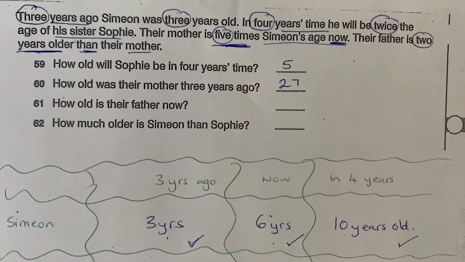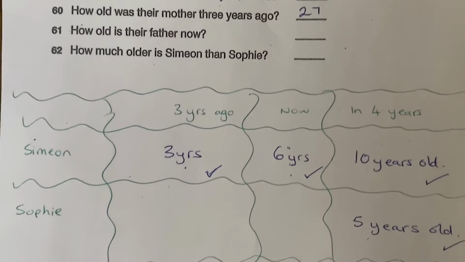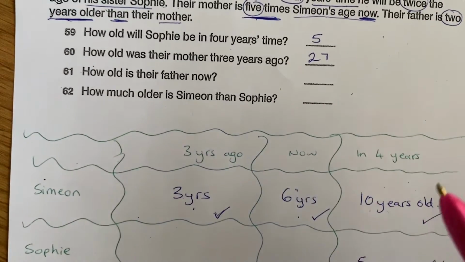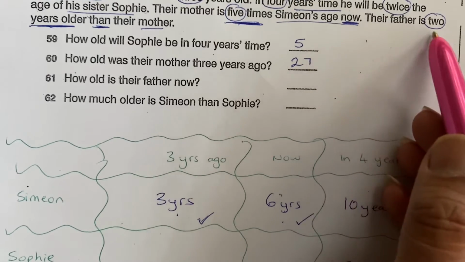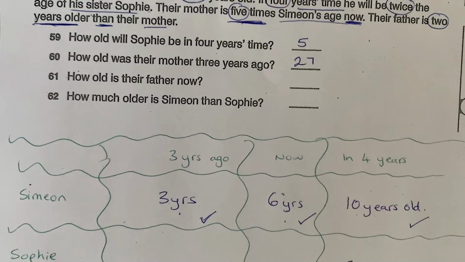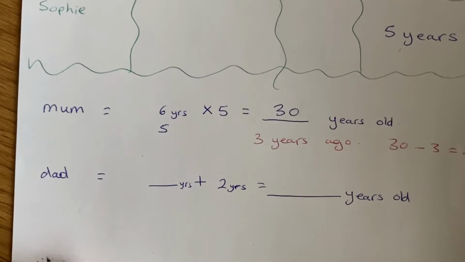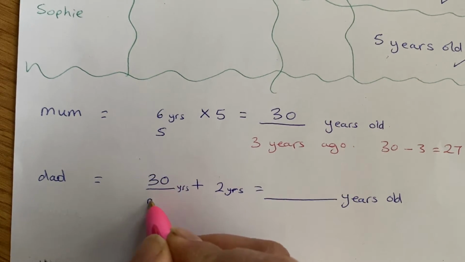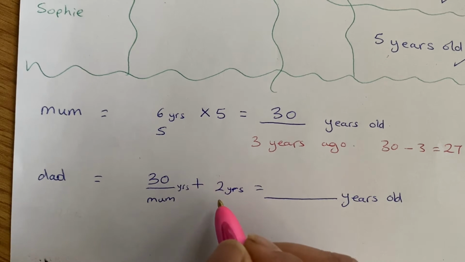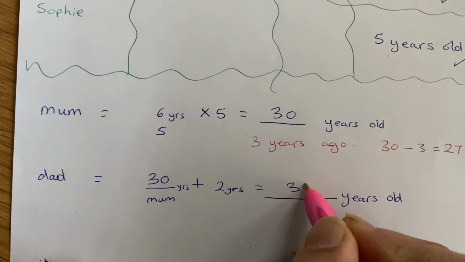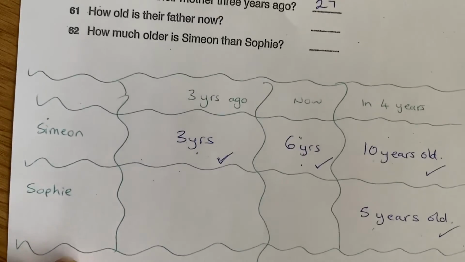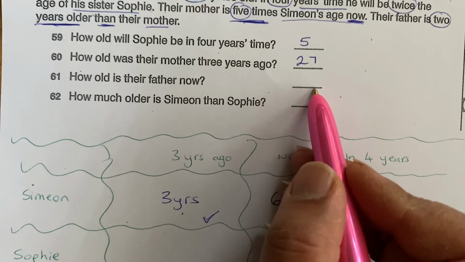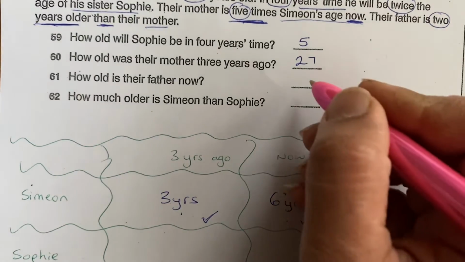Let's have a look at the next question. The next question is, how old is their father now? Well, let's find out about father again. I need a bit of a reminder. Their father is 2 years older than their mother. 2 years older than mum. Let's go back to mum. Mum is 30 and he's 2 years older. That must make him 32 years old. So how old is their father now? Their father now must be 32.